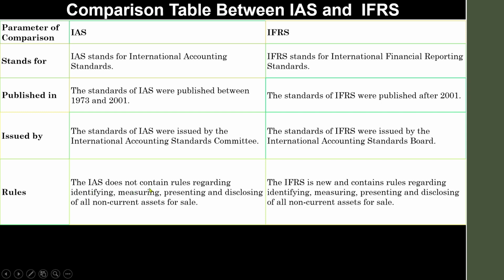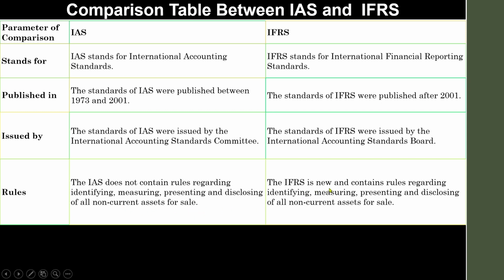The IAS does not contain rules regarding identifying, measuring, presenting and disclosing of all non-current assets for sale. This is with regard to the specifications of International Accounting Standards, and one of the main issues is that it doesn't have any prescribed rules or steps that have to be followed while dealing with non-current assets and their sale. There is no such information regarding what has to be done, what steps have to be followed while dealing with non-current assets for their sale.